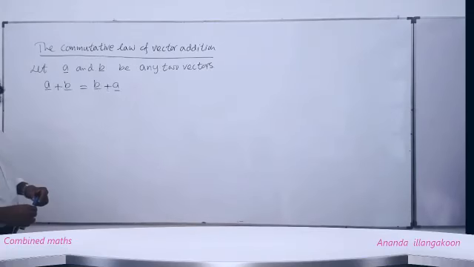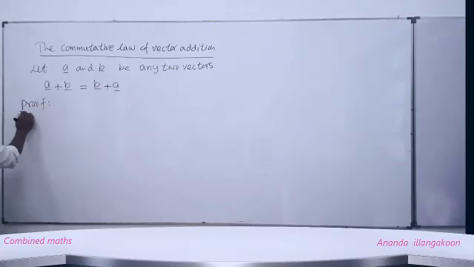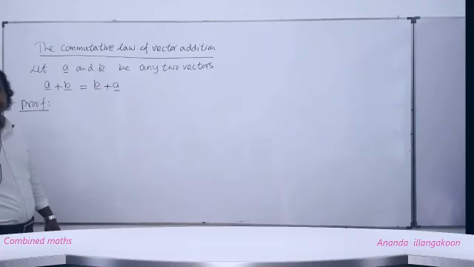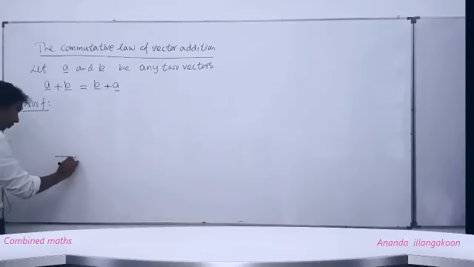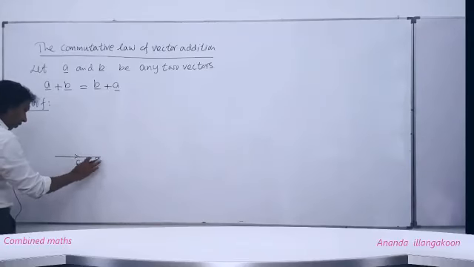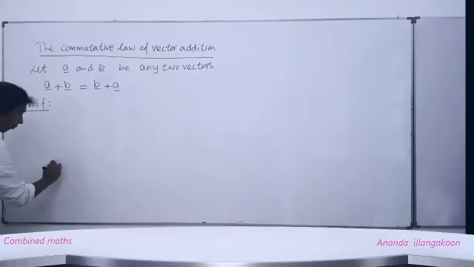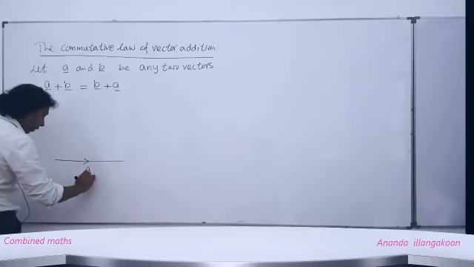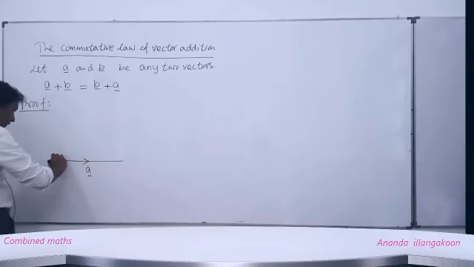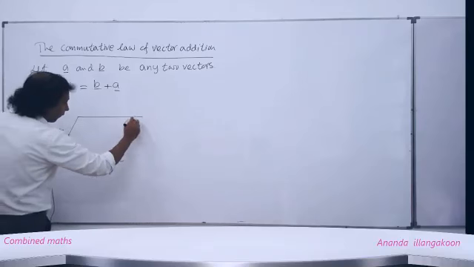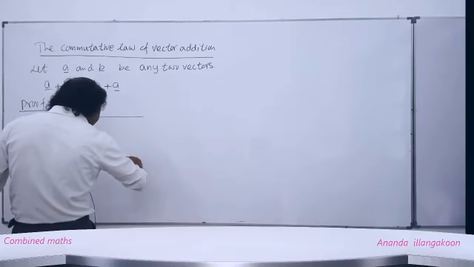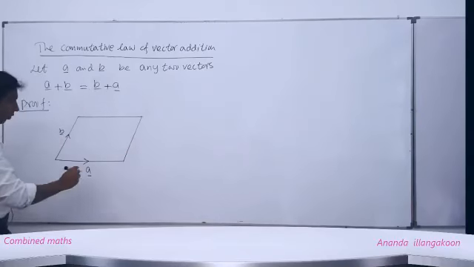We can very easily prove this, people, like this. Proof we can do like this. Proof. People, I can take vector A by representing it by this line segment. Okay. Vector B, I represent like this. Then I construct the parallelogram like this. We construct the parallelogram like this.